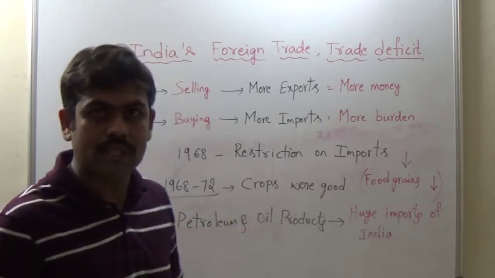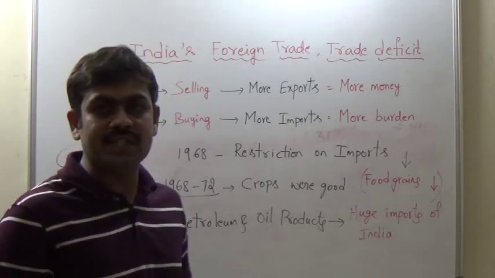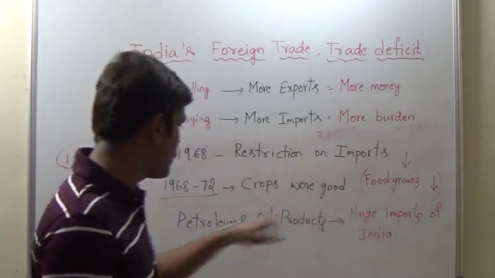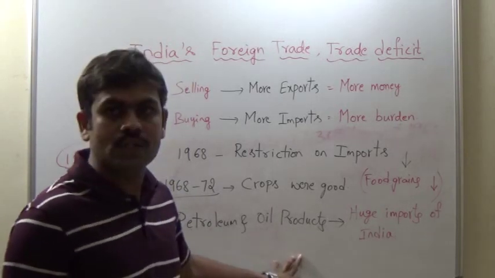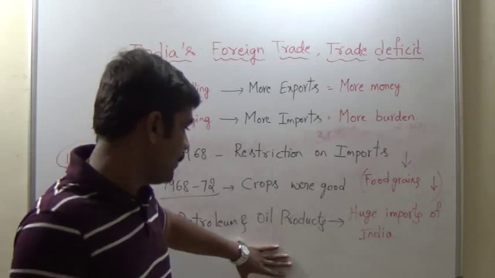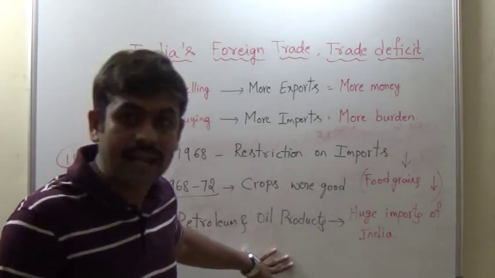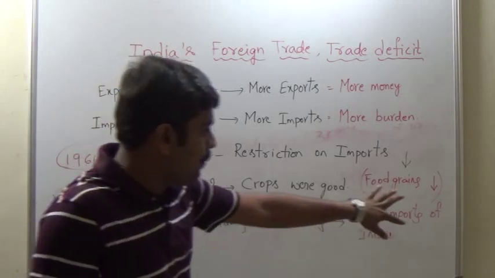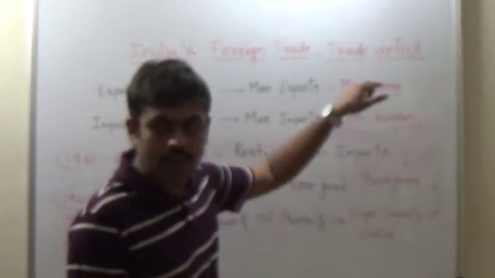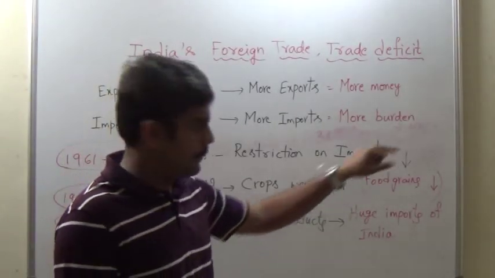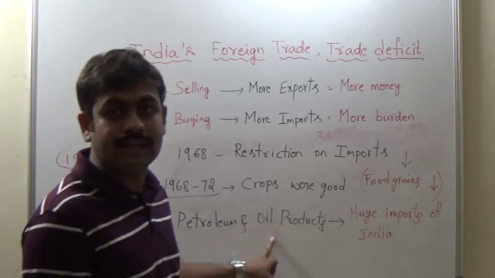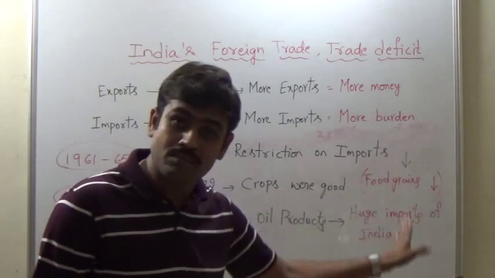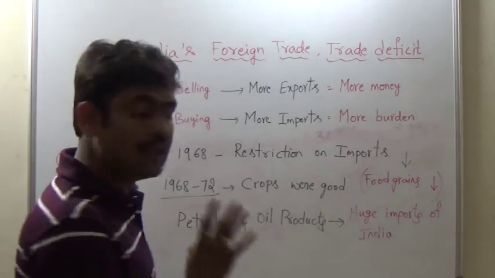So from 1970 onwards, ONGC was blessed with huge petroleum and oil reserves, and that brought a sharp decline in the imports of petroleum products of India. We call that $5 billion worth of natural resources in Bombay the Bombay High. Since ONGC is gearing up the production of petroleum and oil products, the imports started declining. So restriction on imports brought the imports down. Crops were good, so food grain imports came down. And petroleum and oil reserves were found by ONGC on a large scale, and huge imports of petroleum and oil products also came down, and this situation brought good signs to India.